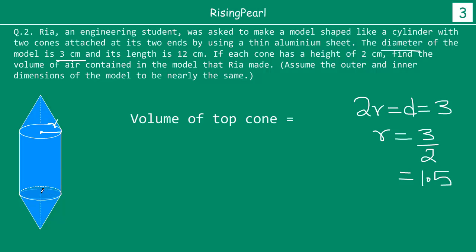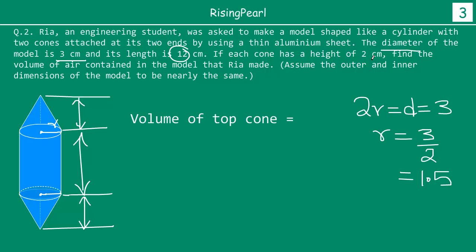So this R is the same as this R, right? And its length is 12 centimeter. The diameter of the model is 3 centimeter and the length of the model is 12 centimeter. What is the length of the model? The length of the model goes from here to here. Now this is the height of the cylinder, but the total length, that is this length plus this length plus this length, is given as 12 centimeter.